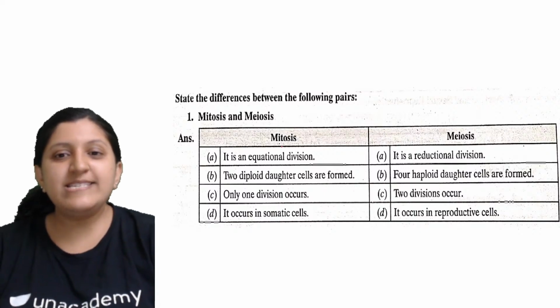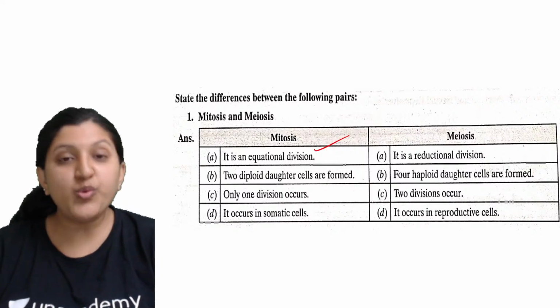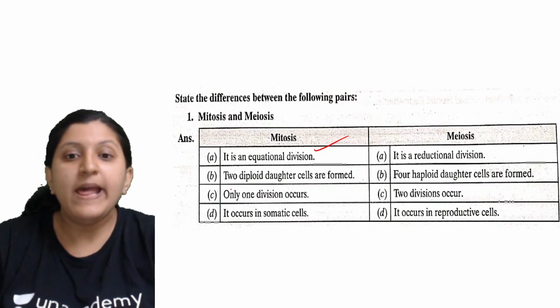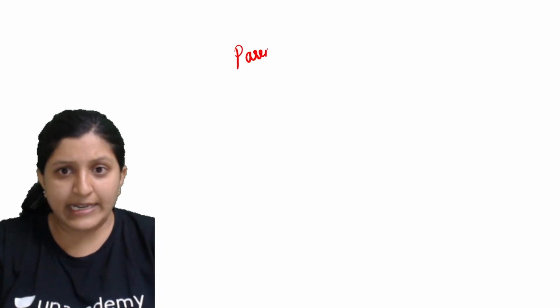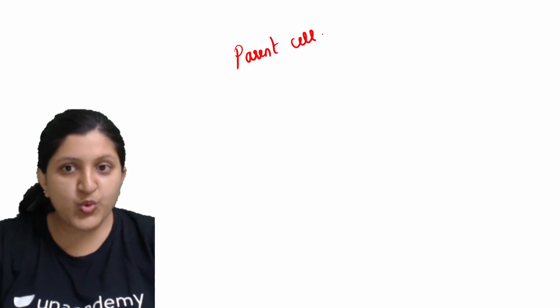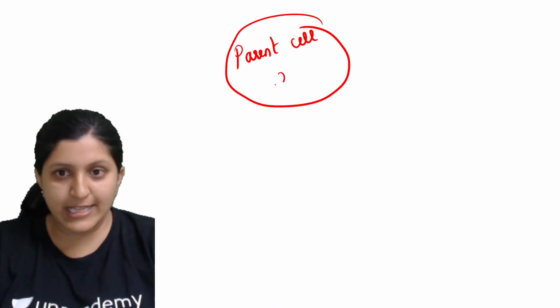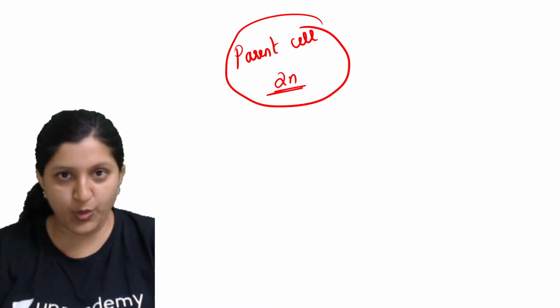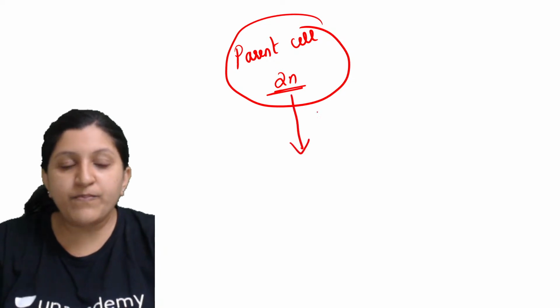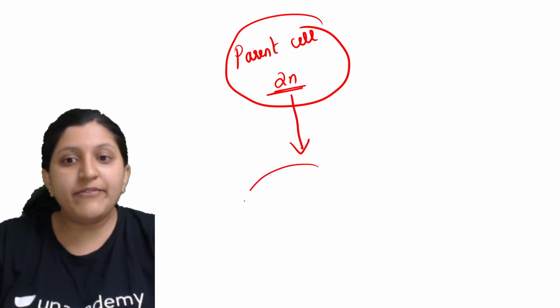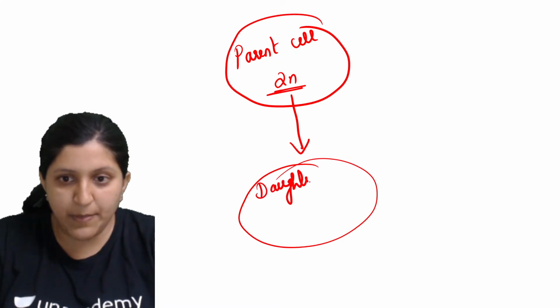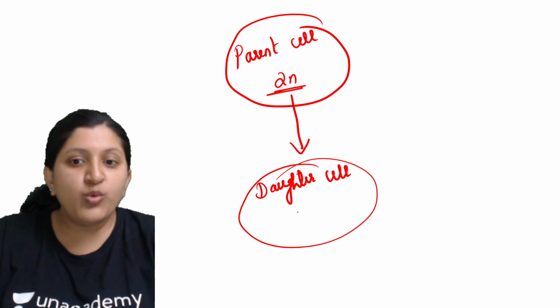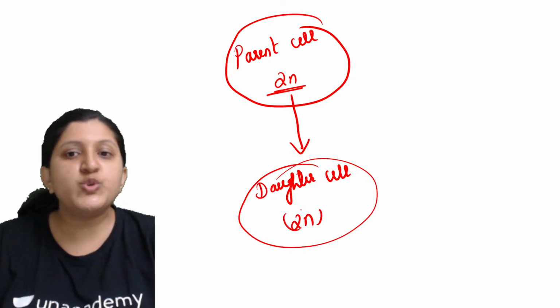So mitosis is an equational division. So what is that equational division? If the parent cell, I'll just write it here. So let's say the parental cell is 2n. So this is a parental cell, so it is having 2 sets of chromosome. Now from this parent cell, whatever daughter cells are produced are going to be maintained as 2n itself.